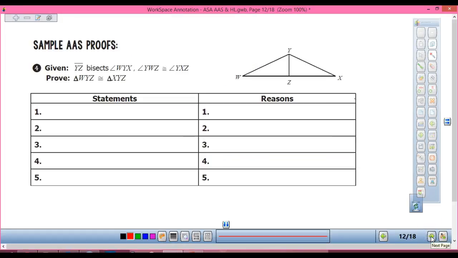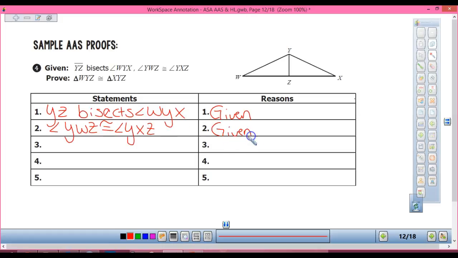Okay? So, number four, YZ bisects angle WYX, angle YWZ congruent to angle YXZ, triangle WYZ. Don't forget your symbols. Always have angles in front of angles, triangles in front of triangles. Okay? So we've got angle YWZ is this angle, and YXZ is this angle.